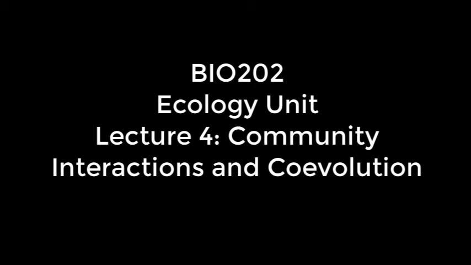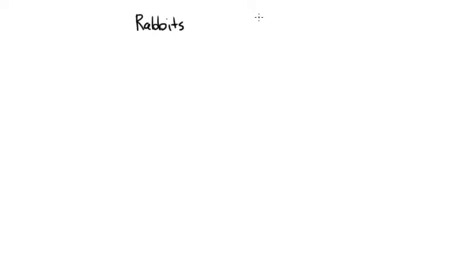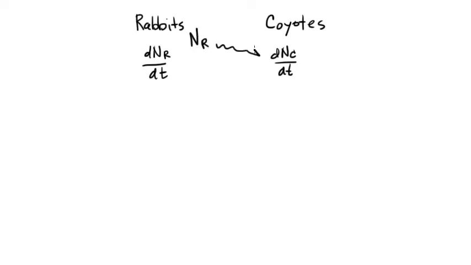Let's start by going over a simple way of classifying different interactions that could occur between two species sharing a community. Say rabbits and coyotes. Each will have its own population dynamic, dNR/dt for rabbits and dNC/dt for coyotes. Will the number of rabbits, NR, have an effect on the dynamic for coyotes? Will the number of coyotes, NC, have an effect on the dynamic for rabbits? Yes and yes. What we want to pay attention to here is the sign, positive or negative, of the effect.